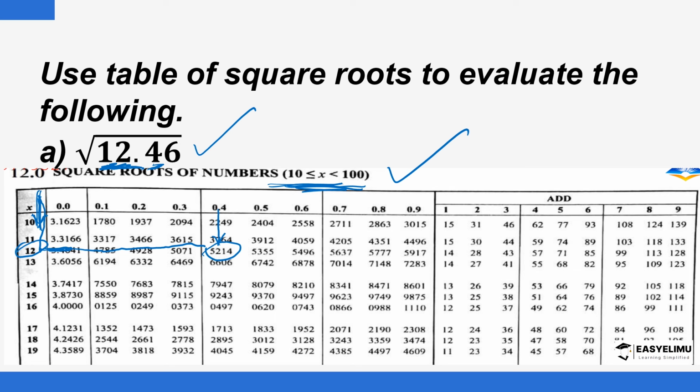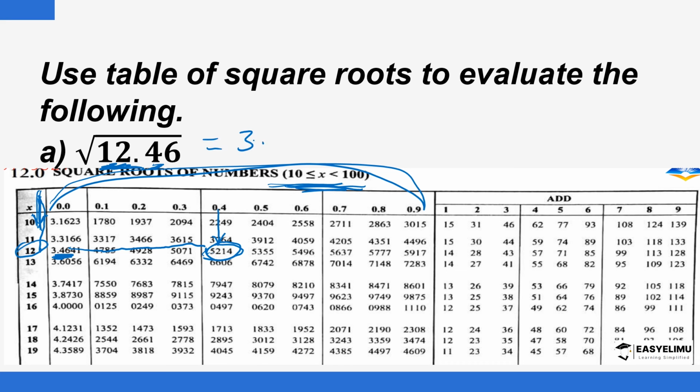So the intersection here is the number that you are looking for. Check again that along that row, the first number starts with 3 point. All of the numbers along that row, within the main column, are supposed to start with 3 point. The main column starts from 0 to 9. This is the main column here. So even the one that you have highlighted, this one here, is supposed to be 3.5214.